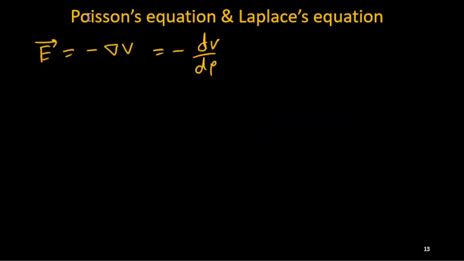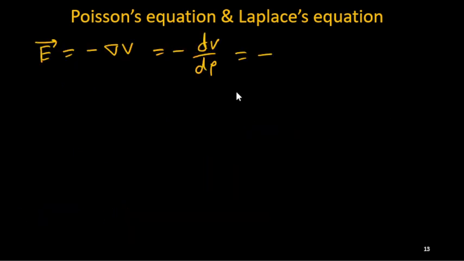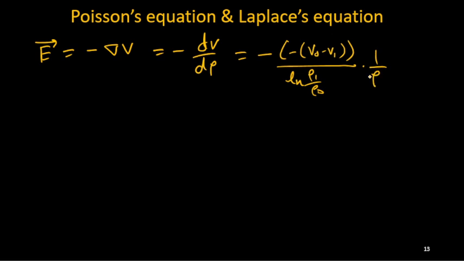So can I write this one? It's a minus sign, and dV d rho, if I take the derivative, its value will be 1 upon rho. So minus, again V0 minus V1 upon this ln rho 1 upon rho 0, and this is 1 upon rho, in the rho vector direction. This is the electric field.